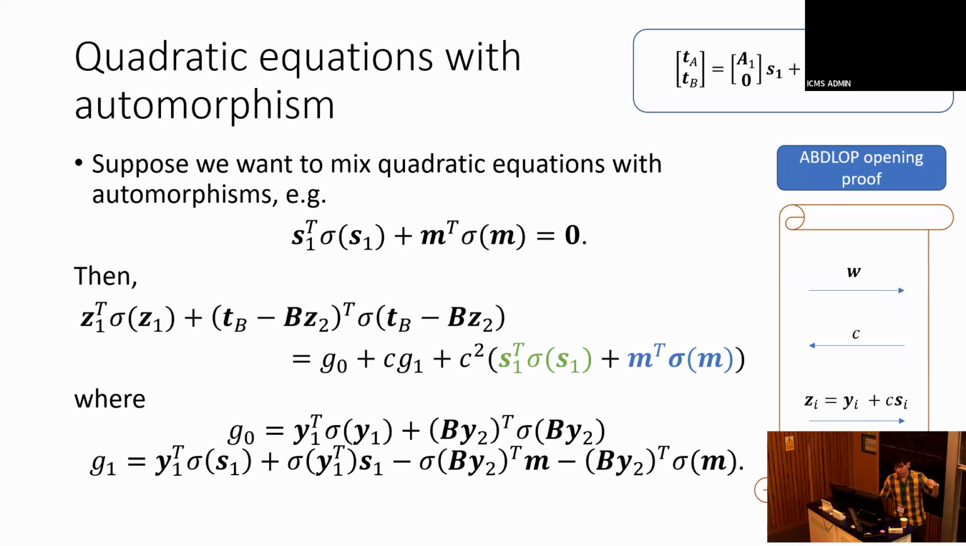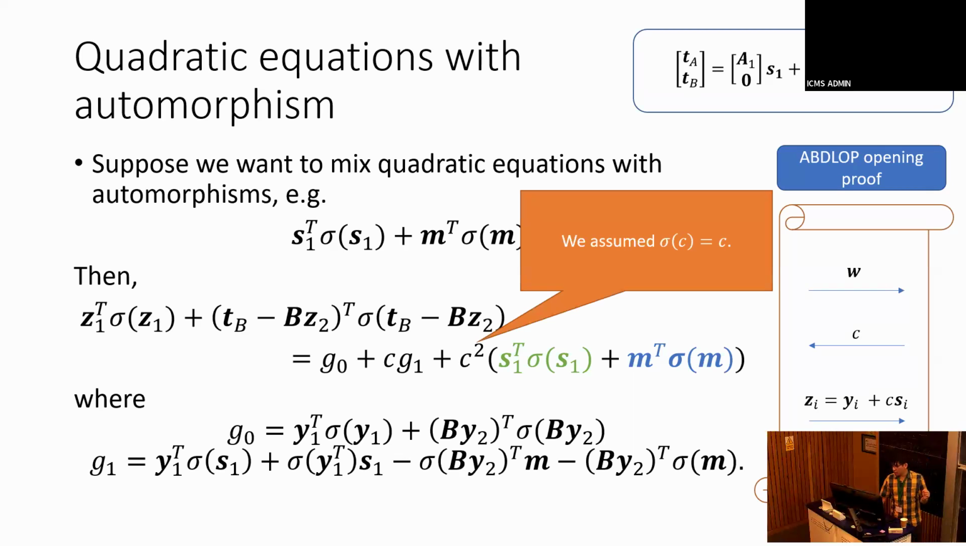If I try to use the same intuition, the same idea as before, I want to compute this term, but with automorphisms. Then obviously if I figure out the equations, I end up with terms which are C and some terms which are sigma of C. So there are some C, some sigma of C, and even C times sigma of C. But if I assume that the challenges are stable under the automorphism, then I end up with the same argument as before.